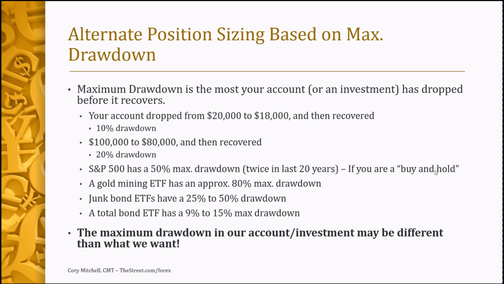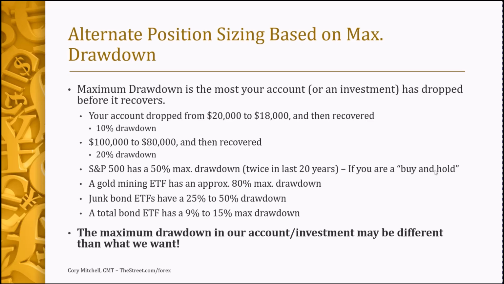If your account was at $20,000, dropped to $18,000, you lost $2,000 of your $20,000, that's a 10% drawdown. A drawdown continues until you've recovered the money. So if you were at $20,000, dropped to $18,000, went up to $19,000, dropped to $17,000, you're still in that drawdown until you get back up to $20,000. So if you drop to $17,000, that means your drawdown's bigger. You've lost $3,000 out of your $20,000, so that'd be a 15% drawdown. So the drawdown continues until you've made back the money. 100% or 100,000 down to 80, that'd be a 20% drawdown.